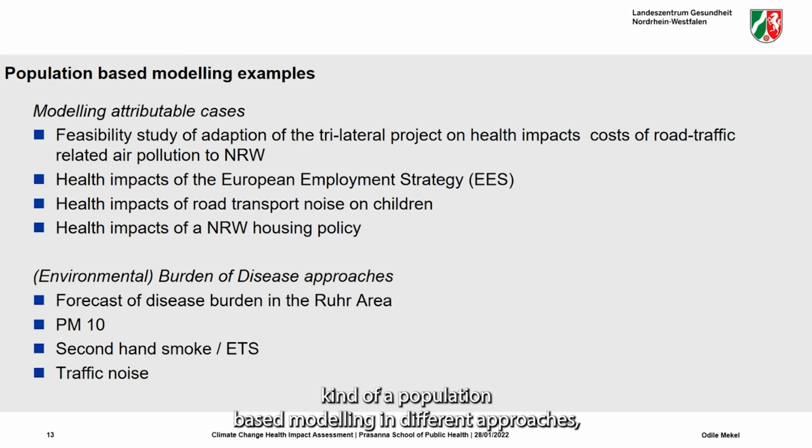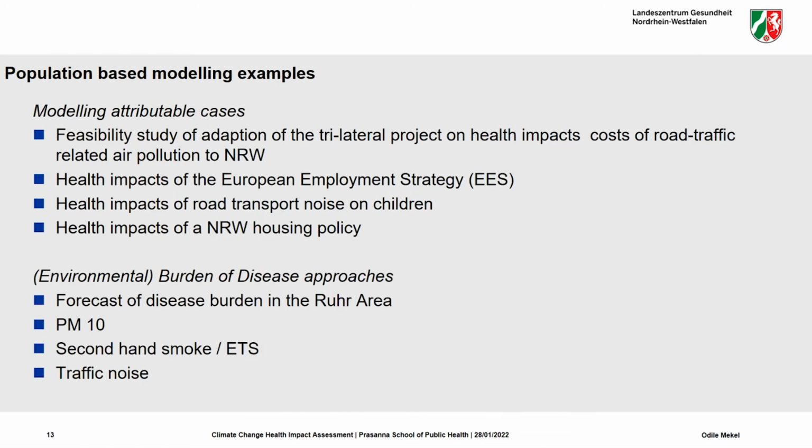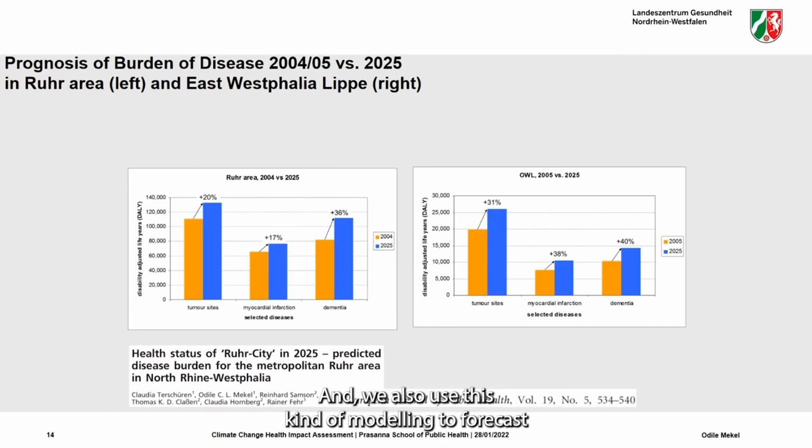We did this kind of population-based modeling in different approaches, with different examples shown over here. So it is a wide range of examples you see over here. And we also use this kind of modeling to forecast how many cases we would expect, based on the demographic change in North Rhine-Westphalia, for specific health outcomes for different regional areas in North Rhine-Westphalia. So it's also an example of how you can use population-based models.